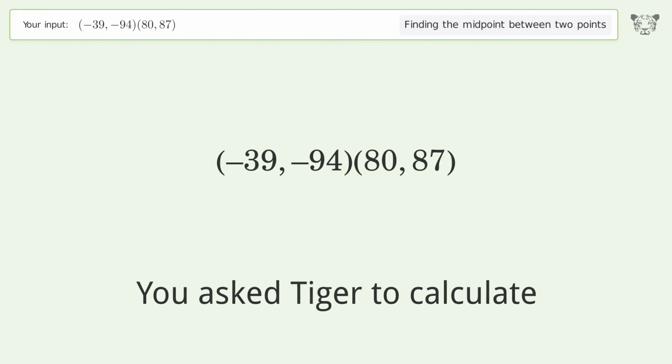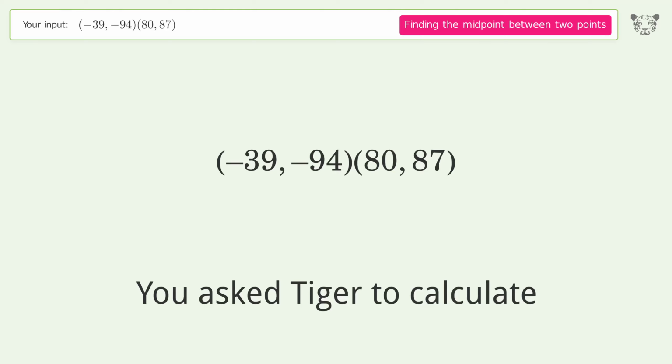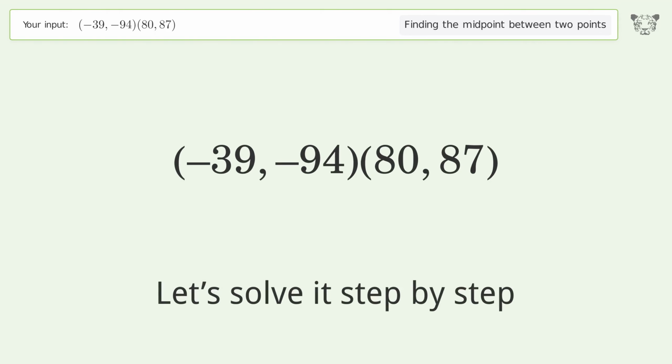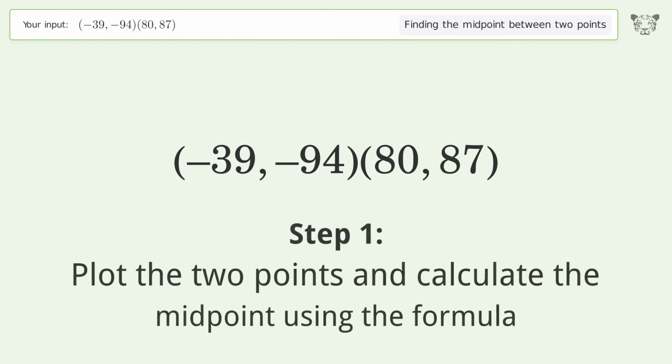You ask Tiger to calculate. This deals with finding the midpoint between 2 points. The midpoint between the 2 points is 20.5, negative 3.5. Let's solve it step by step. Plot the 2 points and calculate the midpoint using the formula.